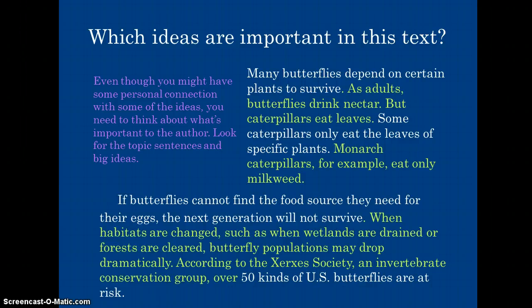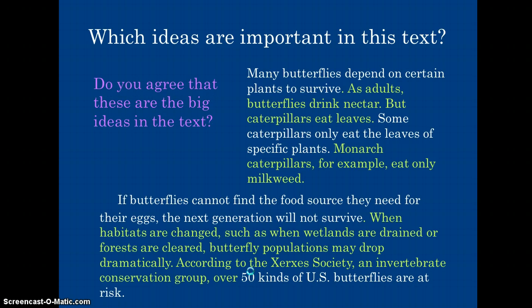Here we go. Many butterflies depend on certain plants to survive. Some caterpillars only eat the leaves of specific plants. If butterflies cannot find the food source they need for their eggs, the next generation will not survive, and 50 kinds of U.S. butterflies are at risk. These are our big ideas. Do you agree that these are the big ideas? Do you think there should be any others in there? Do you think we missed something?